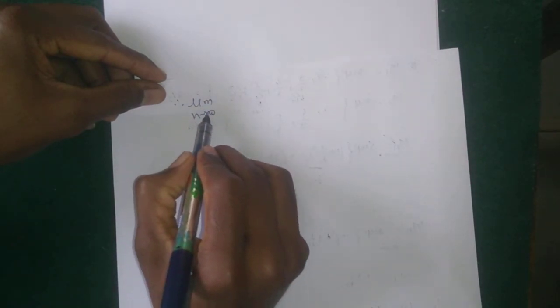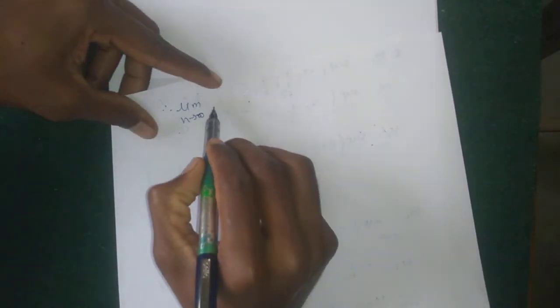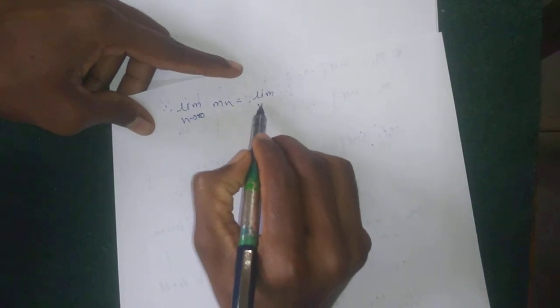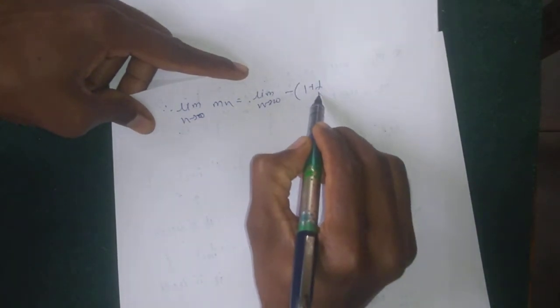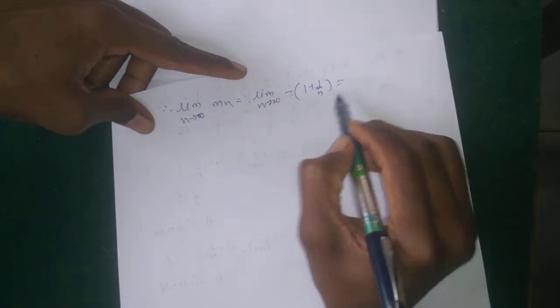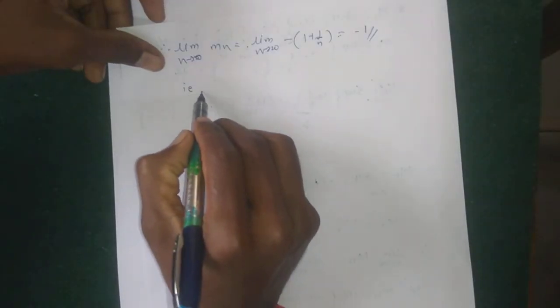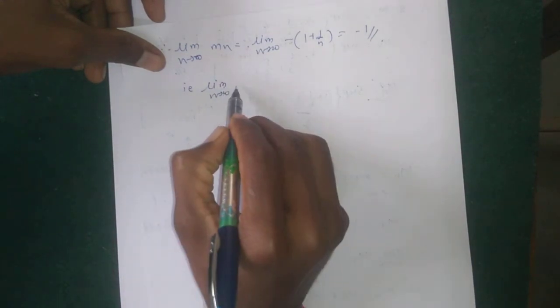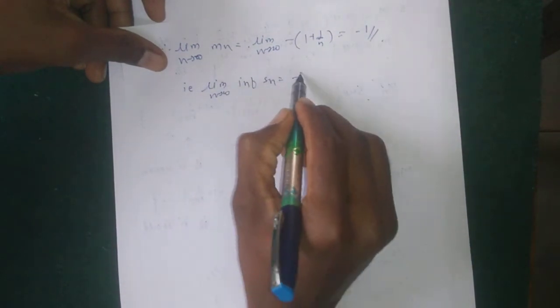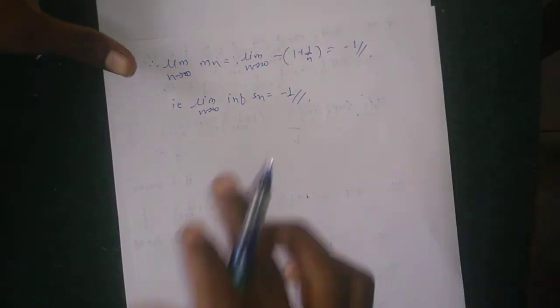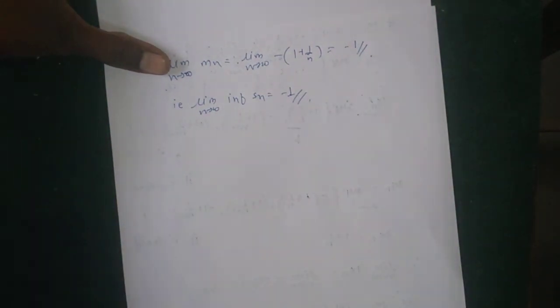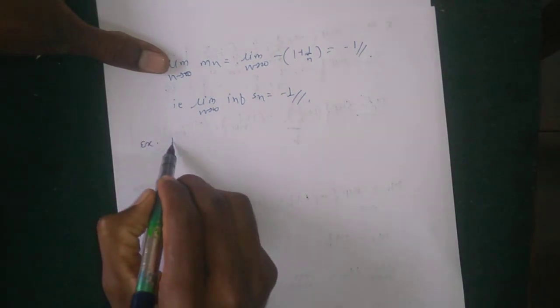limit n tends to infinity of Mn is equal to limit n tends to infinity of minus of 1 plus 1 by n. Putting n tends to infinity, we get 1 upon n is 1 upon infinity, which is 0, and we get minus 1. This is the infimum of Sn, that is, limit n tends to infinity of infimum of Sn is equal to minus 1. Okay, so this is our infimum and supremum.